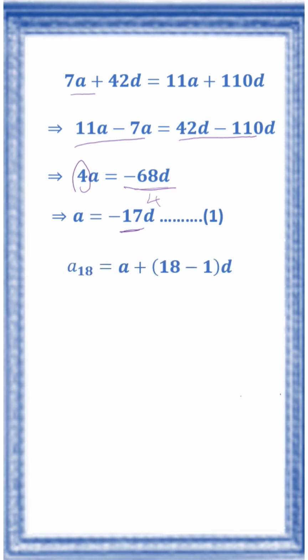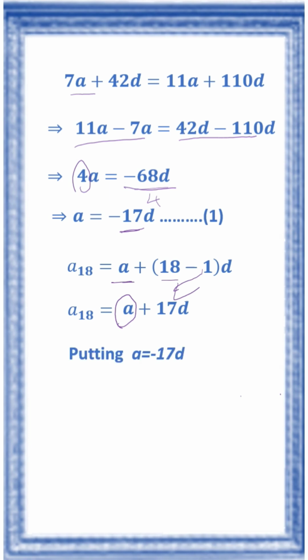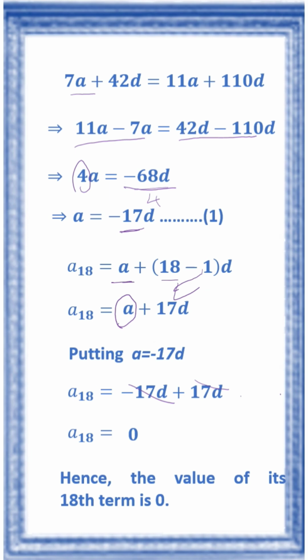18th term: a plus 18 minus 1 into d, because the nth term of an AP is a plus n minus 1 into d. Here n is 18. a18 is a plus 17d. Instead of a, put minus 17d. This and this get cancelled. a18 is equal to 0. So the 18th term is 0.